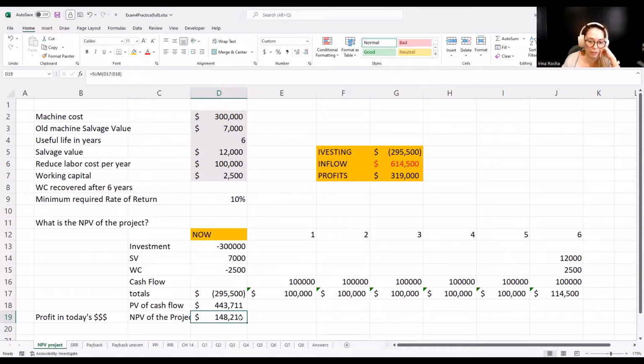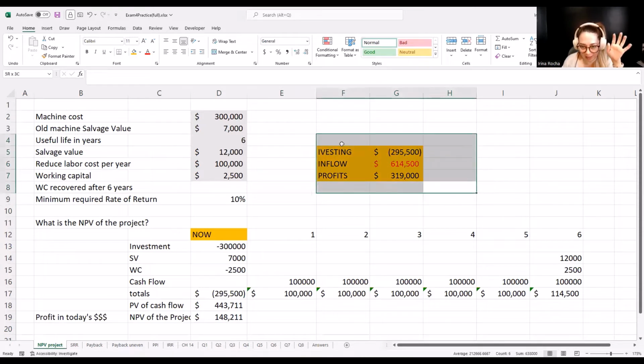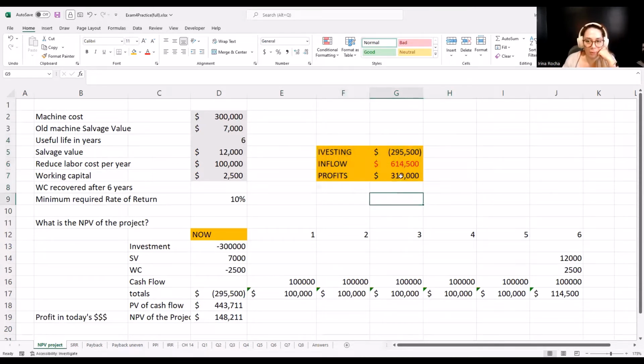$148,111. Now let's compare with this. If we just use a more traditional method, or not traditional, but what anyone that is not an accountant would do, we would have a very wrong estimate. We would think, look, almost double, right? And these are profits in today's money. That's what the net present value of the project is.